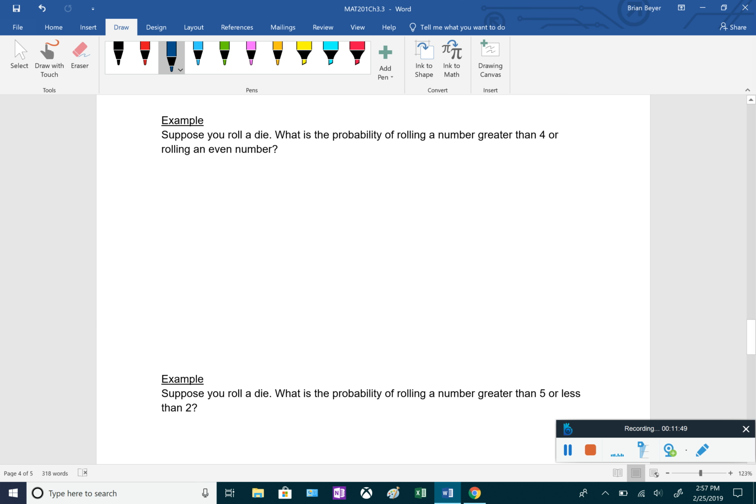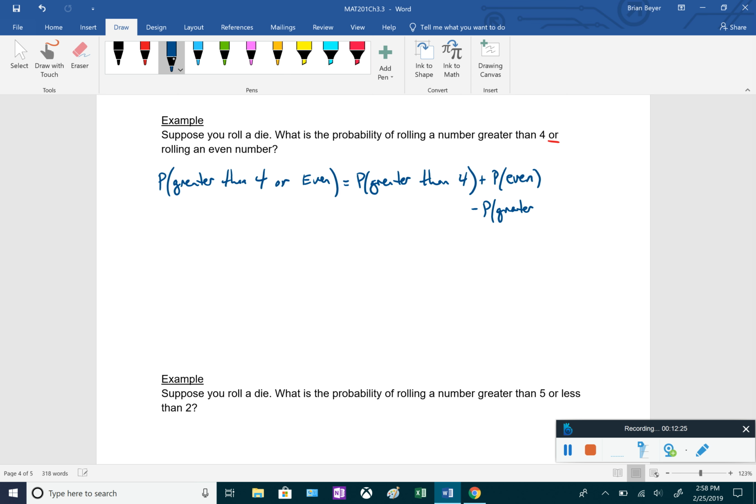Let's do a couple more here. Suppose you roll a die. What's the probability of rolling a number greater than 4 or rolling an even number? We see "or", so we know it's going to be the addition rule. So the probability of rolling a number greater than 4 or an even number is the probability that it's greater than 4, plus the probability that it's even, minus the probability that it's greater than 4 and even.